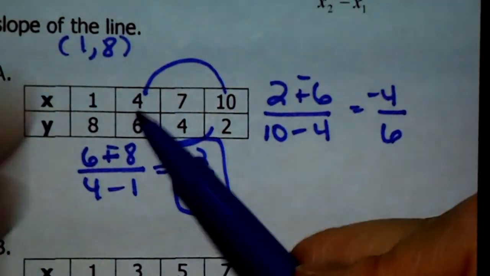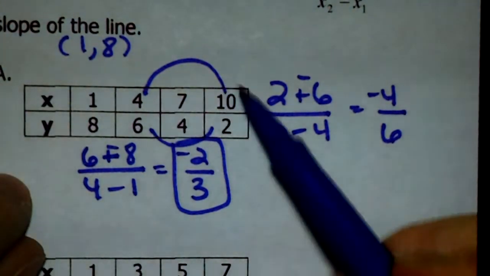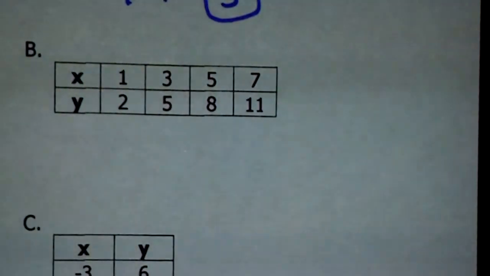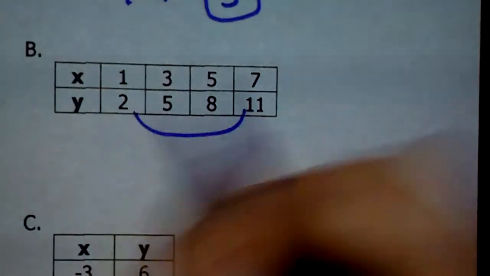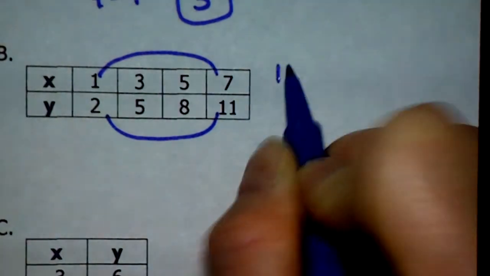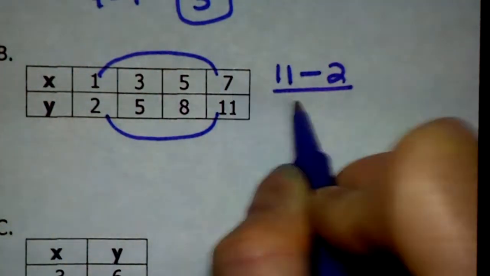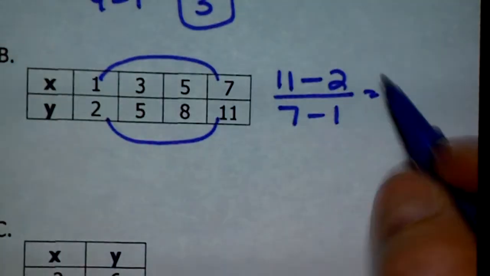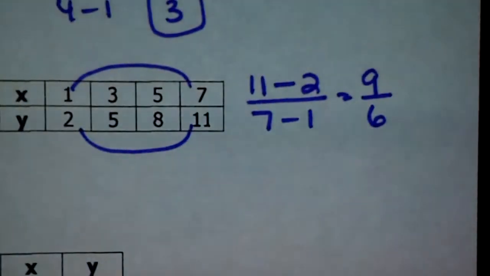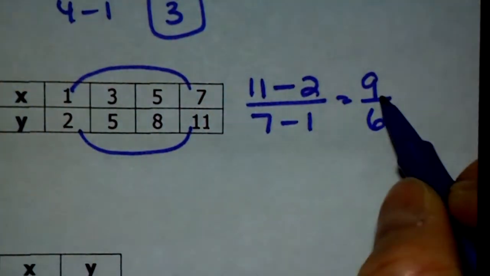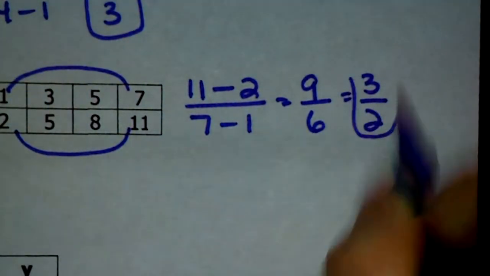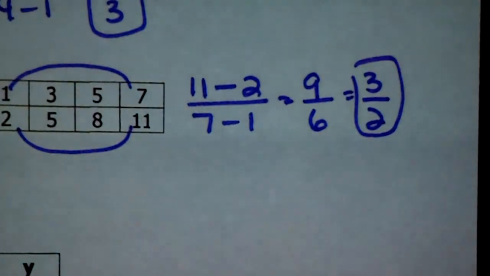So choose any 2 points given from your table and take the second minus the first. And bam, you will have your slope. So let's try it with this one. Let's choose the first and last ones just for fun. Alright, so if I take the second y, again it's y over x, minus the first y, over the second x minus the first x, 11 minus 2 is 9, 7 minus 1 is 6, and I told you you can leave it as improper, but not if there's a number that still divides into both. 3 goes into both of those. 3 goes into 9 3 times, and 3 goes into 6 twice. So the slope of that table would be 3/2.